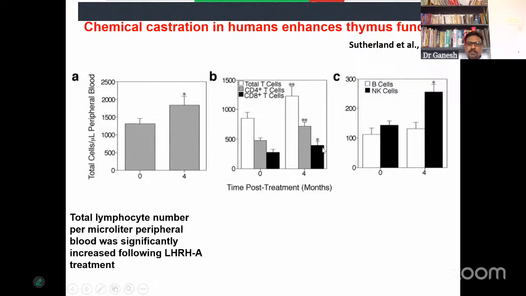So these are all also significantly increased following the chemical castration. And even the natural killer cells are significantly increased following the chemical castration because of the cutoff of the androgen supply. But the B cells are not affected here because they are not concerned with the androgen receptors.